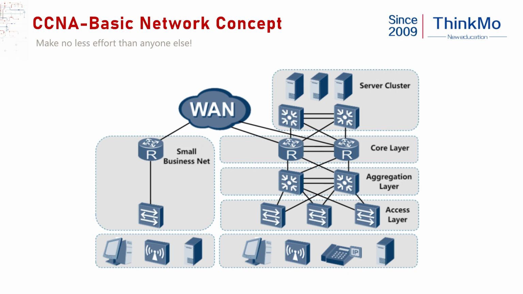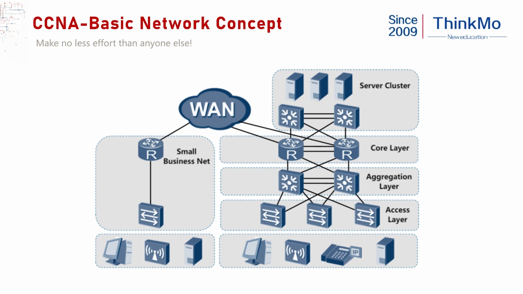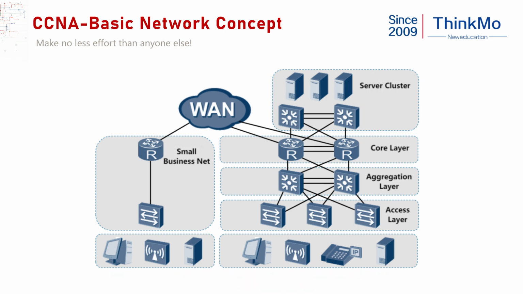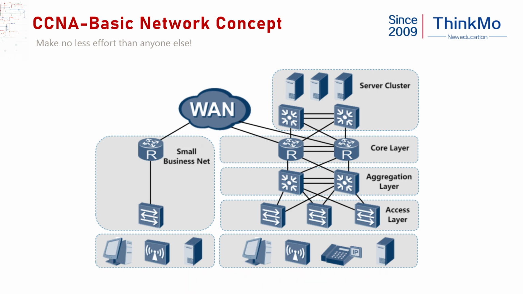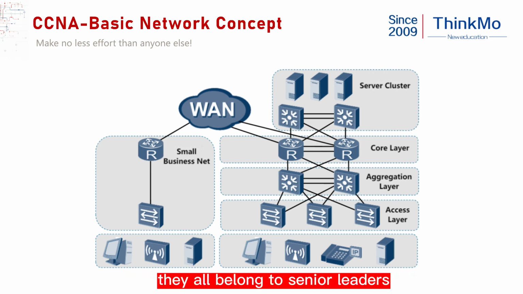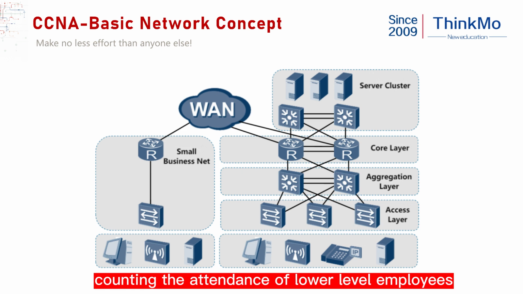Let's go further up. Further up is the core layer. The core layer has a more important mission, called high-speed forwarding. The core layer is like the senior leadership of your company, the decision-making level. Senior leaders are not busy every day doing low-level things, for example, counting the attendance of lower-level employees.